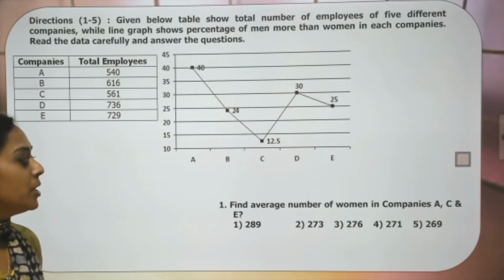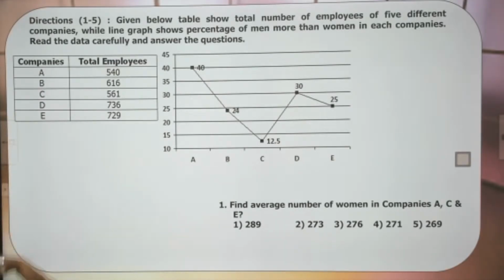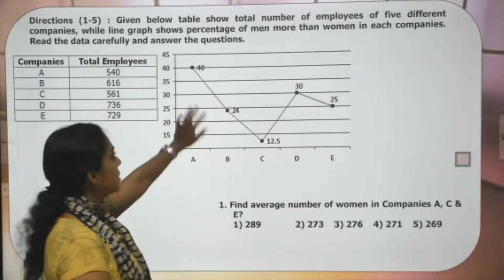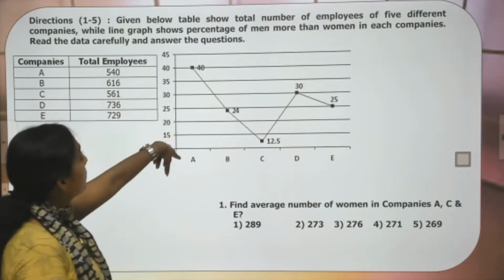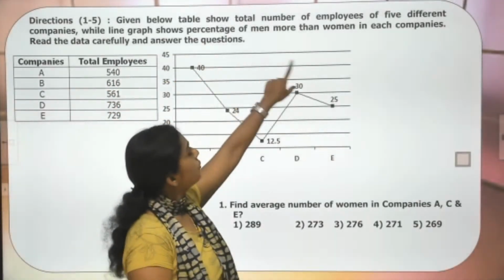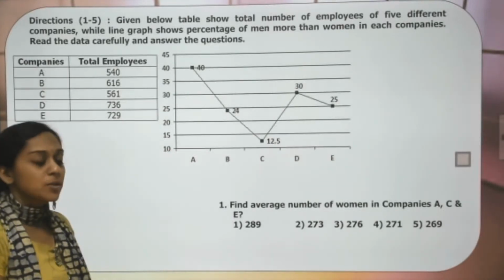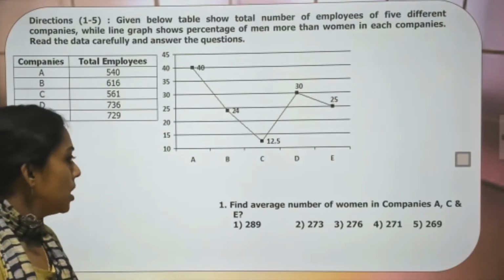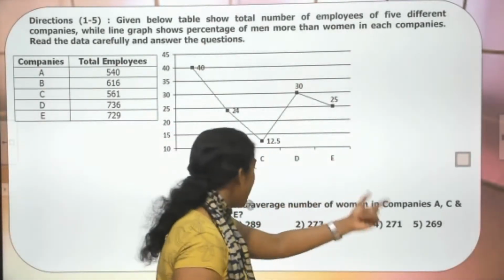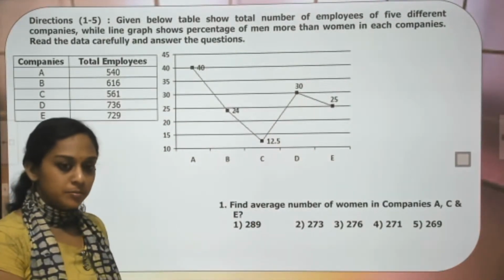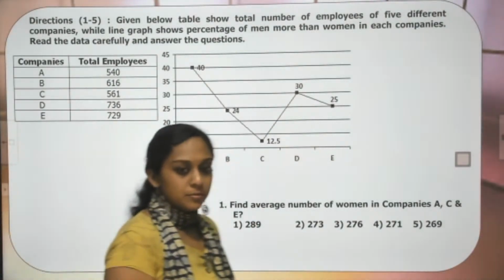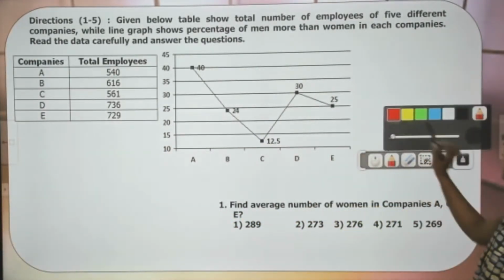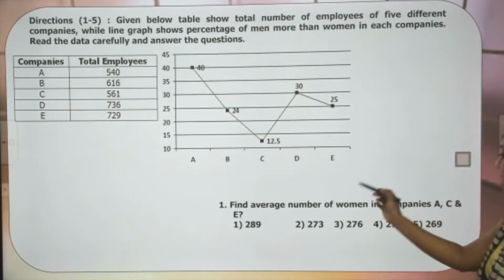Find the average number of women in companies A, C and E. So what is given here? There are 5 companies. The total employees in the 5 companies is given in this table. Next, what is this chart? This line graph shows the percentage of men more than women in each company. In the first question, the question is asked for companies A, C and E.